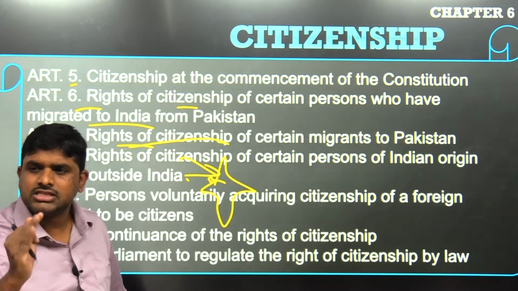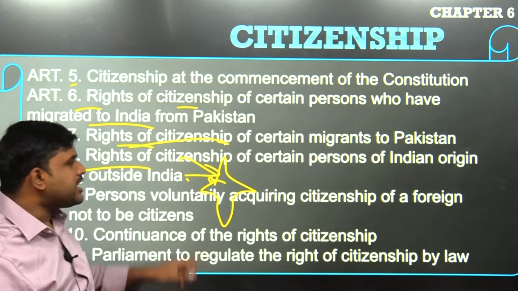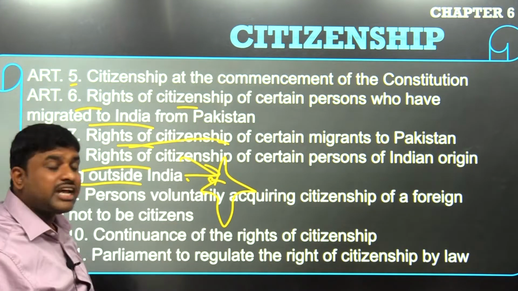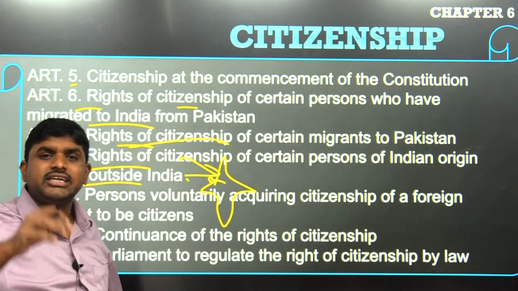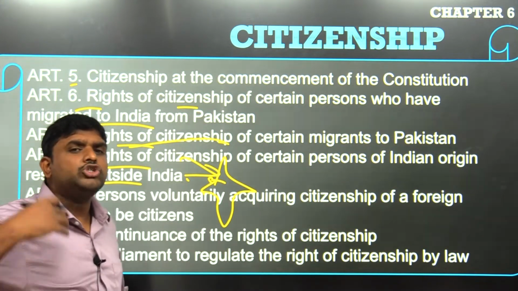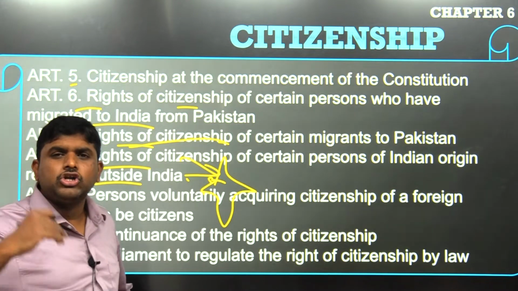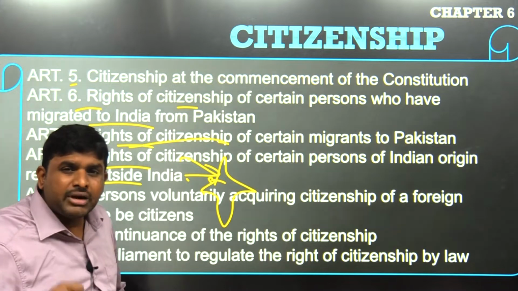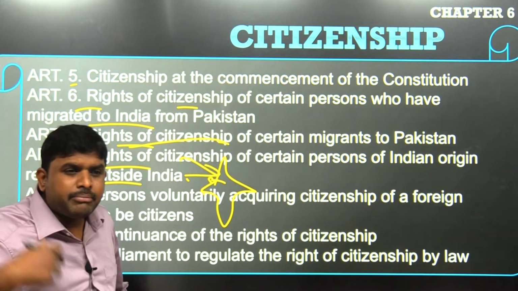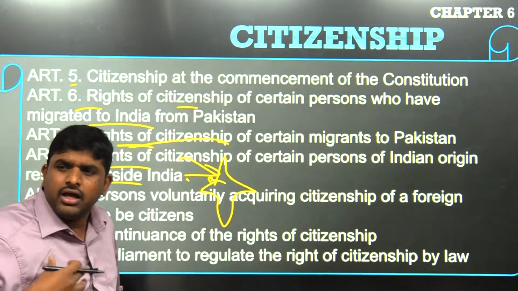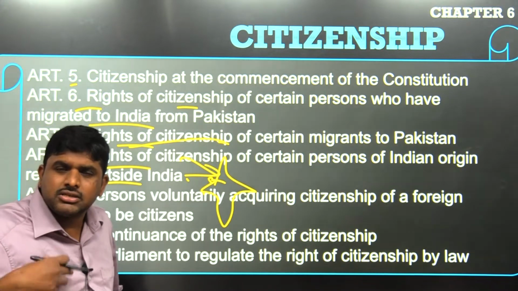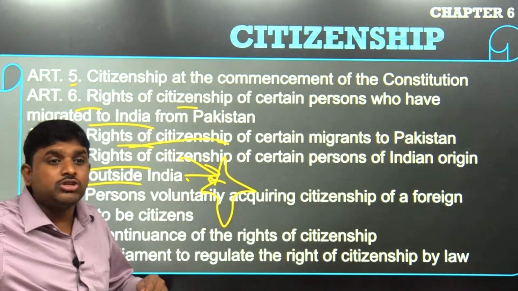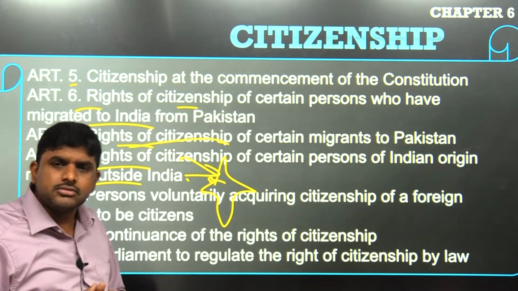Article 8: rights of citizens of certain persons of Indian origin residing outside India. Indian origin residing outside India means I got a job in America or in the Gulf. My origin is India, but I am working in Canada. My ancestors are in India, my descent is in India, my parents are in India, but I am residing outside India. Then what are my rights?